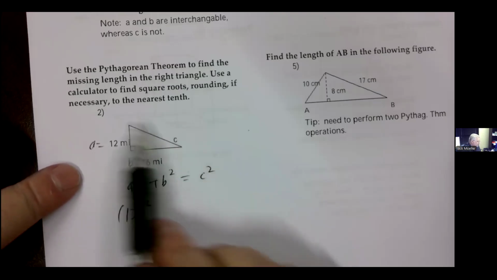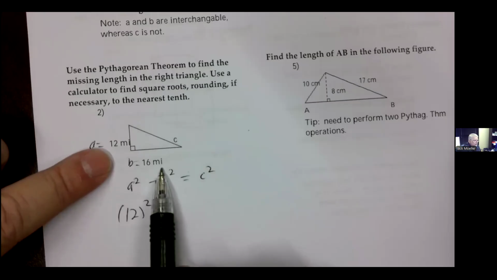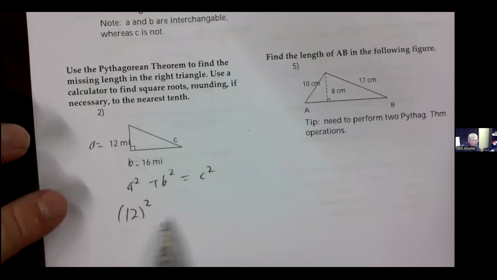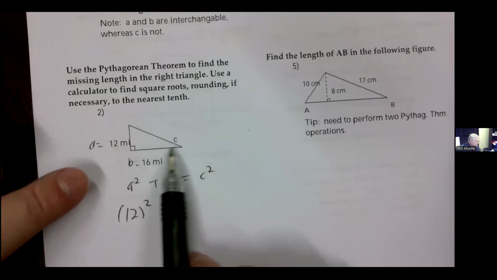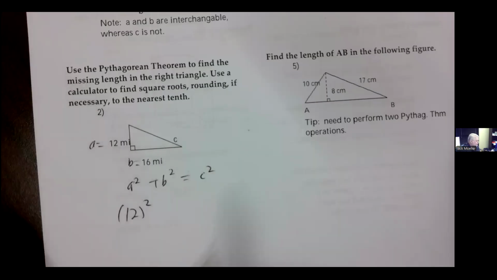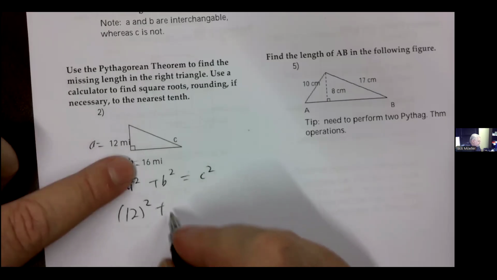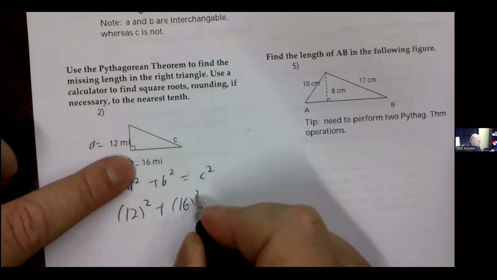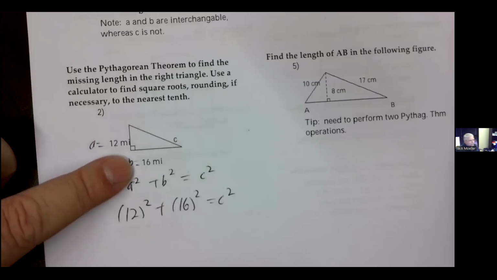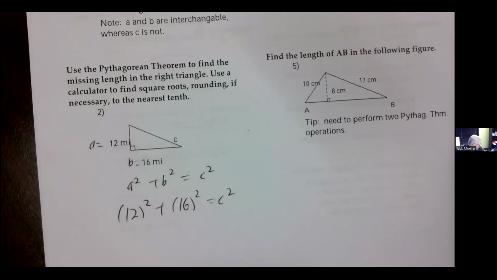Now we're dealing with length, so the answer is going to be miles. So I'm just going to leave that out of the formula because in the end, that's going to be miles as well. So I'm just focusing on the numbers. So a squared is 12 squared plus b squared, which is 16 squared, equals c squared. So now we just need to square both of those numbers.